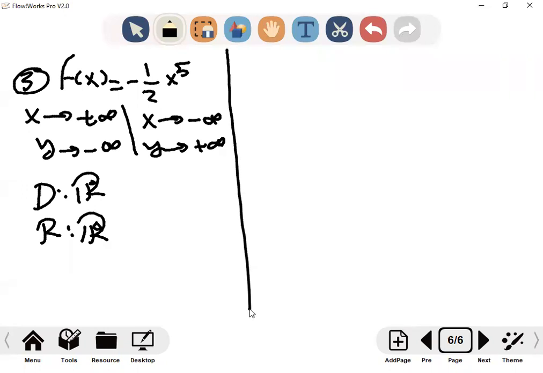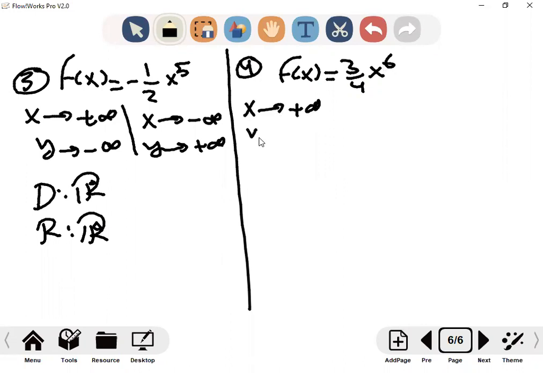Question 4. F of x equal 3 over 4 x power 6. A is positive and it's even, like the parabola, and both open upward, right? So here as x goes to positive infinity, y goes to positive infinity. As x goes to negative infinity, y goes to positive infinity.